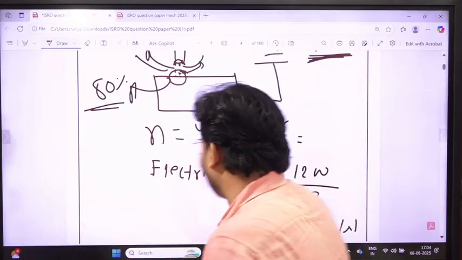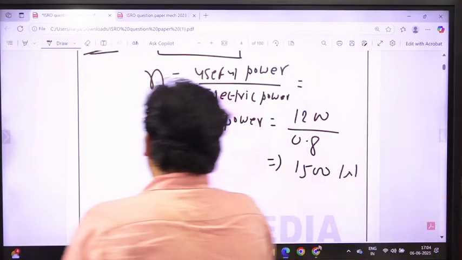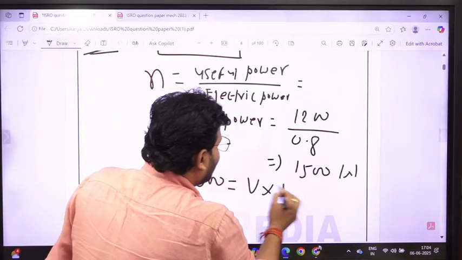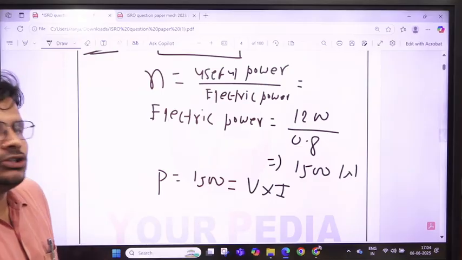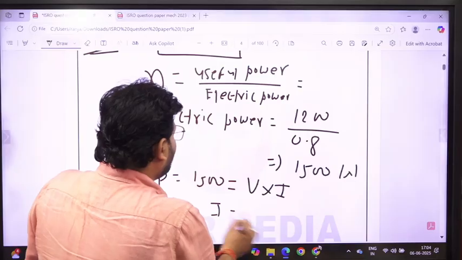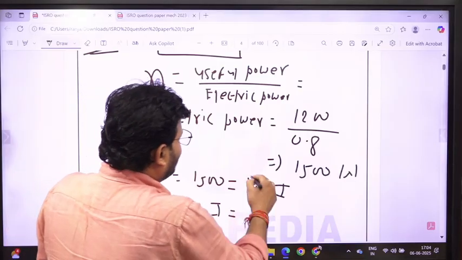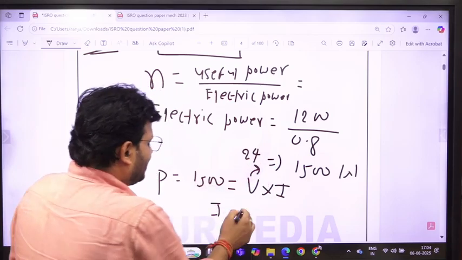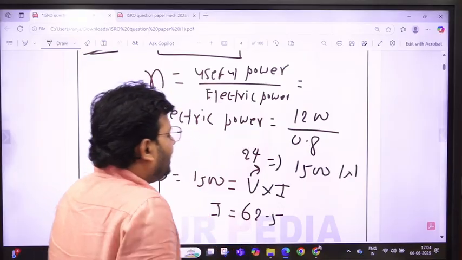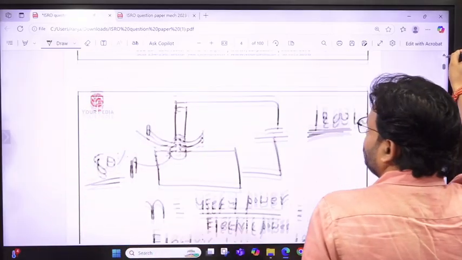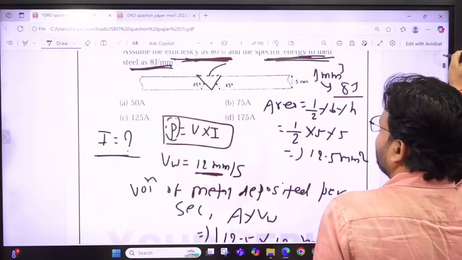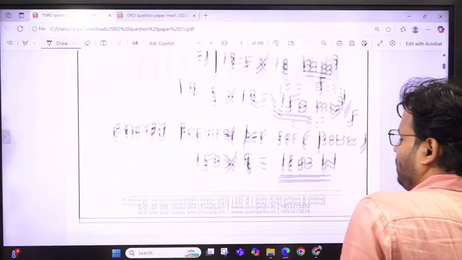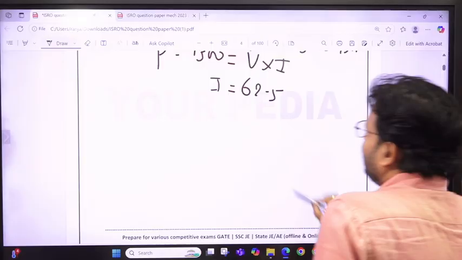So can you get the power? Yes, sir, I have got the power. Electric power is coming out to be 1500. Do you know power equals V into I? So can you calculate I? Yes, sir, I will calculate. By solving that, the voltage is given as 24 volt, and by solving that you will get 62.5, and approximately we can come to the answer. The correct answer will be the approximate one. If you do that, we will get 75 ampere. So the current will be 75 ampere. By that we will get I. So, my dear friends, ampere.